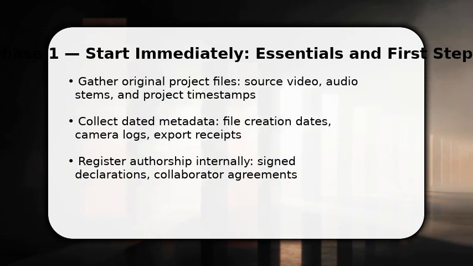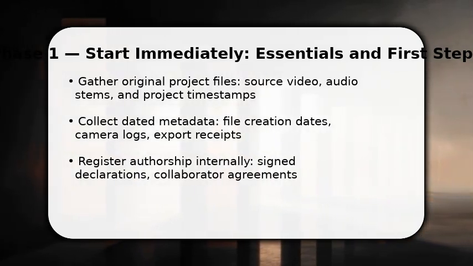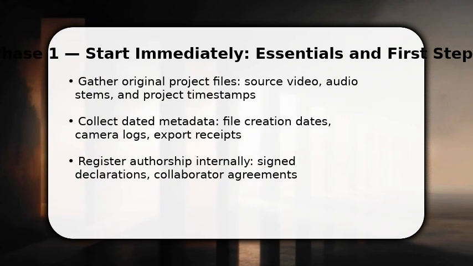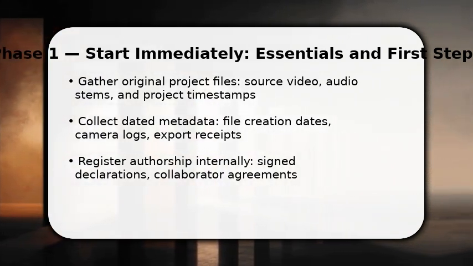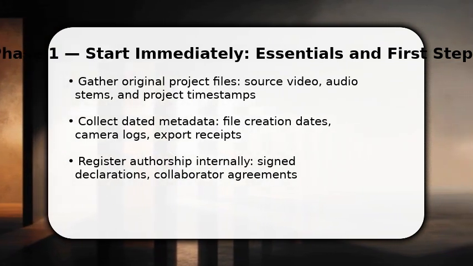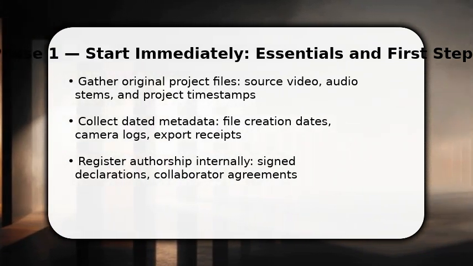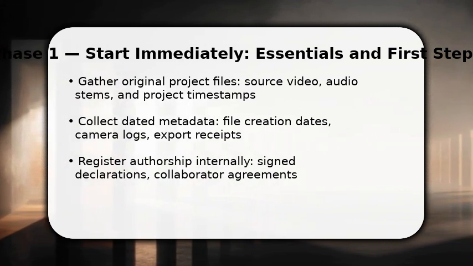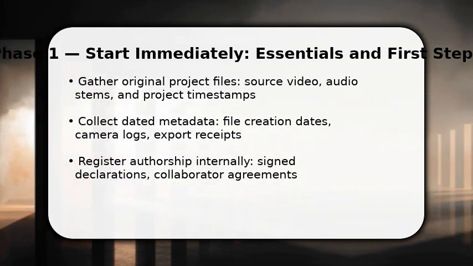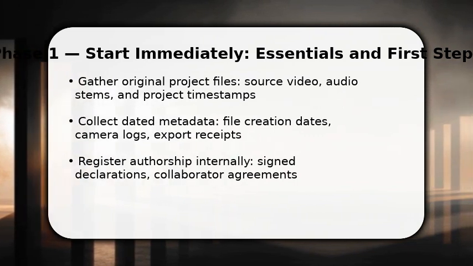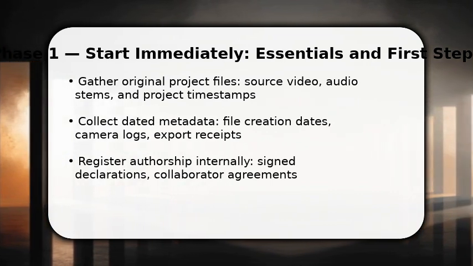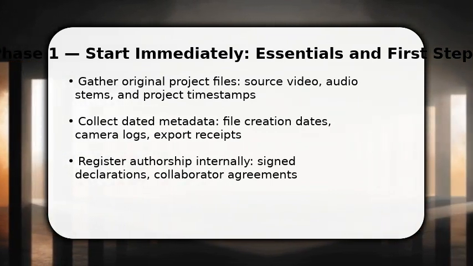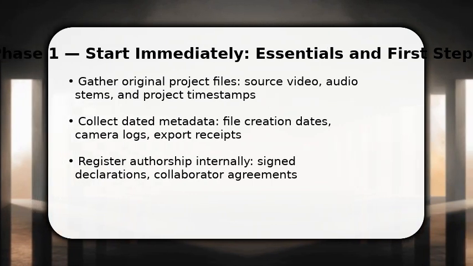You start by proving you created the content. Collect raw footage, project files, and exported masters now. Once done, assemble dated metadata and delivery receipts so you can show a clear chain of creation. Make sure collaborators sign agreements that assign or confirm rights. This prevents disputes later. You will need these materials for registration and platform claims, so organize them in a single folder and create a one-page summary of who did what, when, and how.